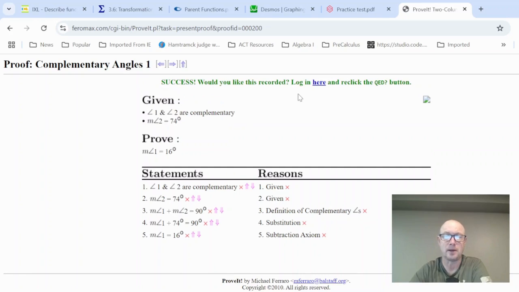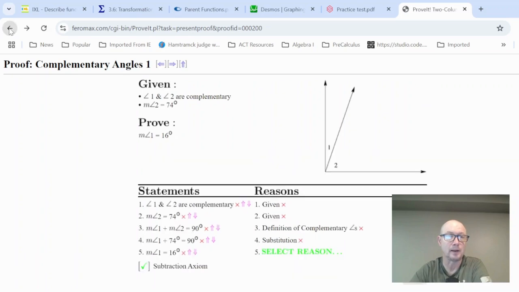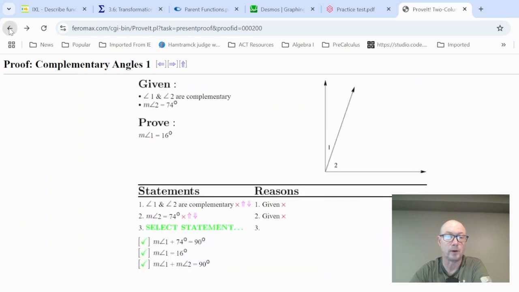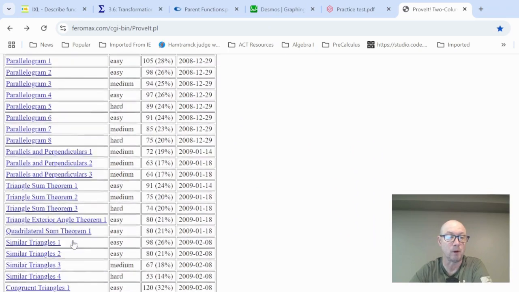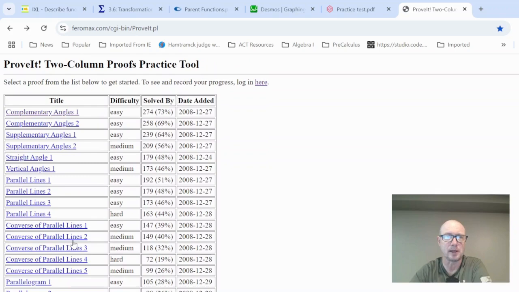And then we can check it and it says success. Now there is a login here. I didn't choose to log in, and you can record it. I'm just doing this as practice. Okay, so again, let me go back to the site and show you. I'll leave the link in the description, but we have multiple proofs that you can practice on here.